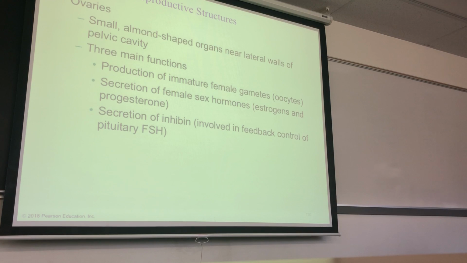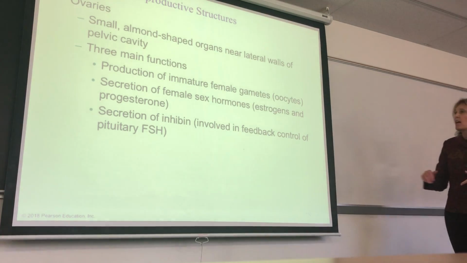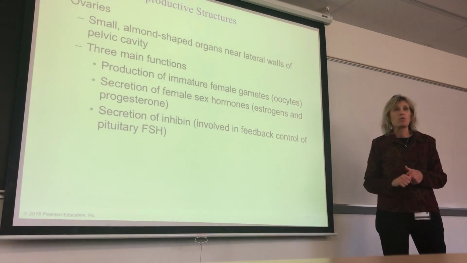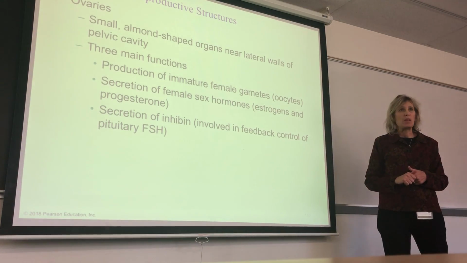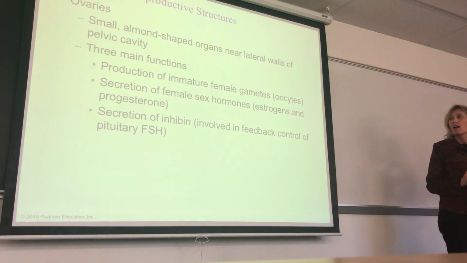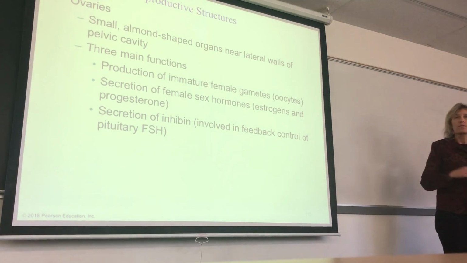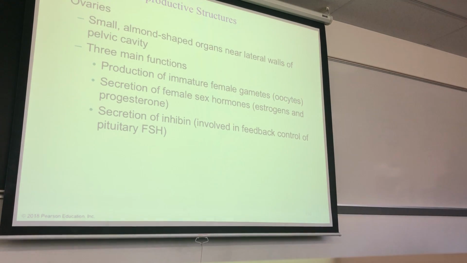Okay, so let's look at the ovaries first. There's three main functions of the ovaries. They produce the female gametes, which are oocytes. We will look again at meiosis, and it's the secondary oocyte that actually gets released. It's not the mature ovum. It also secretes estrogens and progesterone, and a hormone called inhibin. Inhibin is used in negative feedback, so it'll control the secretion of FSH from the anterior pituitary, because you need FSH in order for the follicles to start developing. We'll see that as well.